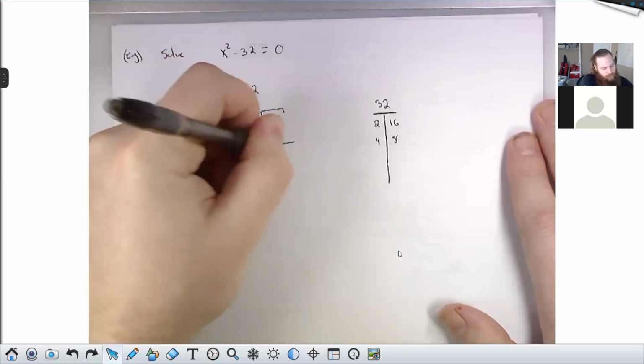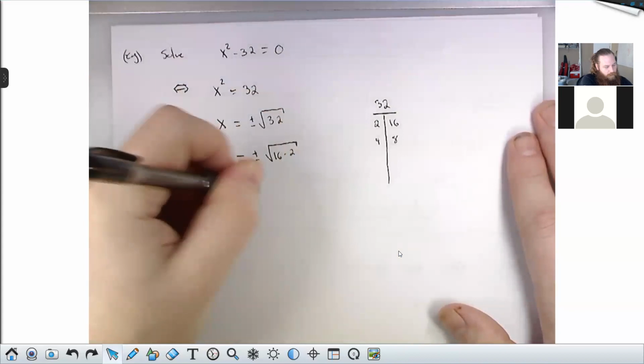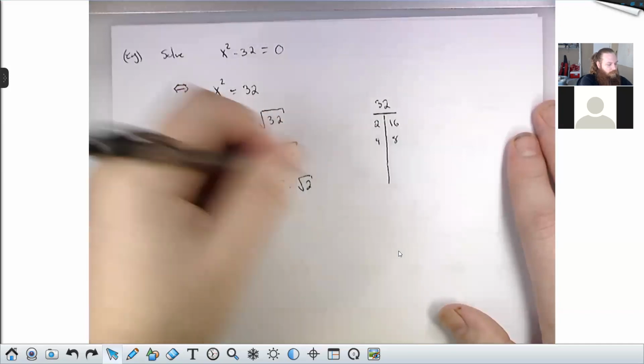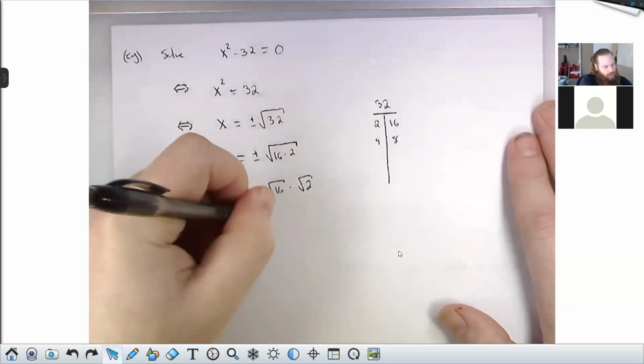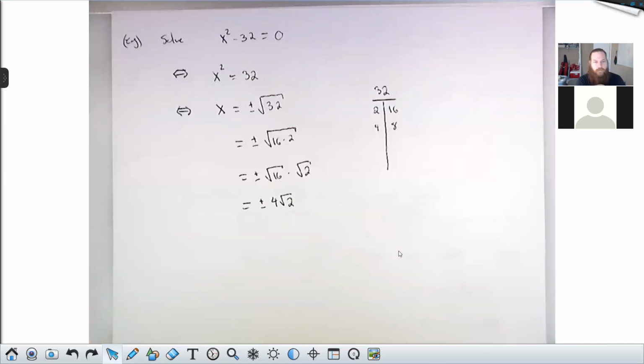If I write this as 16 times 2, then I've got the square root of 16 times the square root of 2, and the square root of 16 is 4. So this is plus and minus 4 root 2. If we chose to write 32 as 4 times 8 instead of as 16 times 2, we could do the same thing. It's just that after popping out the 4 here as a 2, we would have to further break down the 8 as 4 times 2.